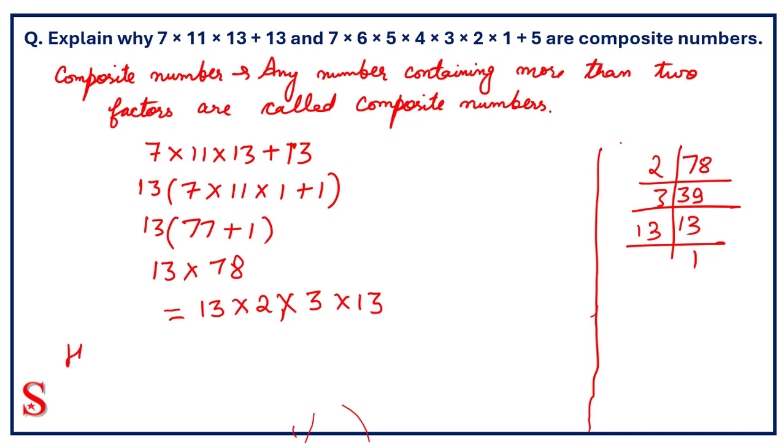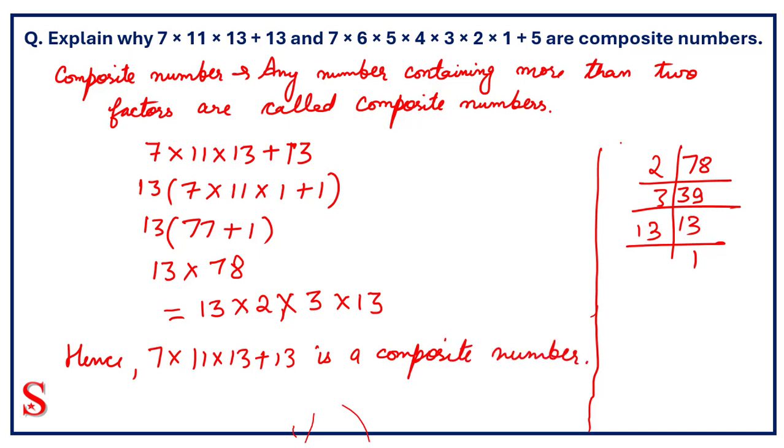Hence 7 multiply 11 multiply 13 plus 13 is a composite number. Similarly, we'll check whether the other equation is a composite number or not. Similarly, we'll solve the other equation.